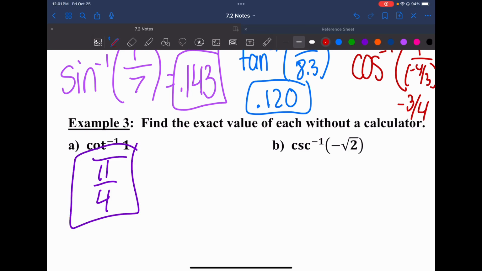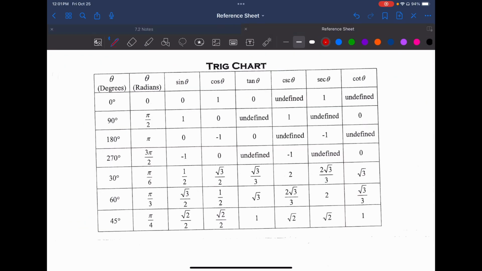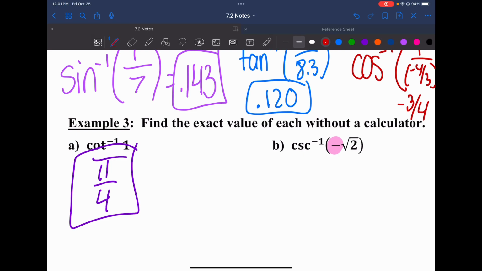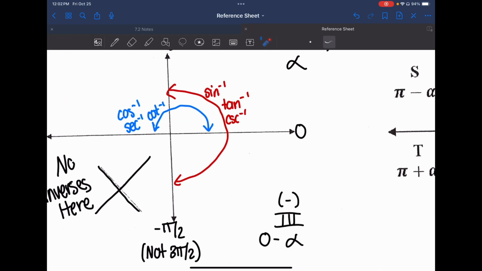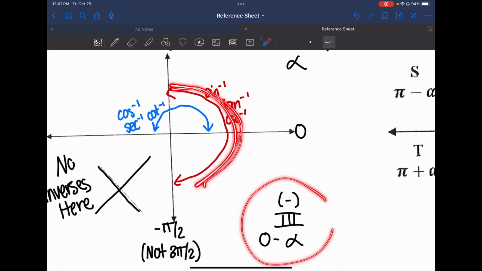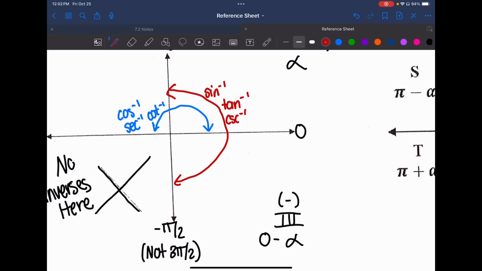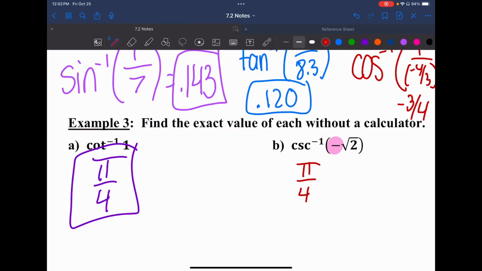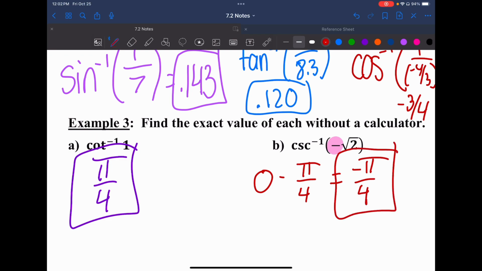All right, this one's going to give us a little bit more to do because of the negative. So we're going to find the inverse cosecant of, I already forgot what it was, square root of 2, and that's pi over 4. But because it's negative, you're going to have to look here and say, well, cosecant goes on this line, so the negative goes here for 0 minus. 0 minus pi over 4 is negative pi over 4.